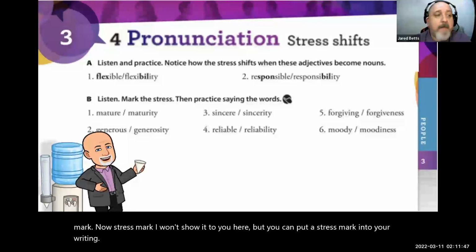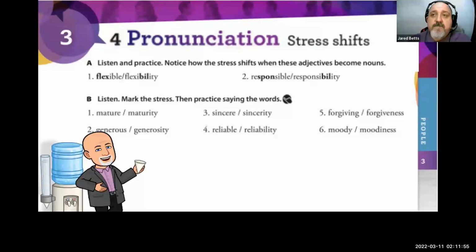Page 7. Pronunciation. B. Listen. Mark the stress. Then practice saying the words. 1, Mature. Maturity. 2, Generous. Generosity. 3, Sincere. Sincerity. 4, Reliable. Reliability. 5, Forgiving. Forgiveness.